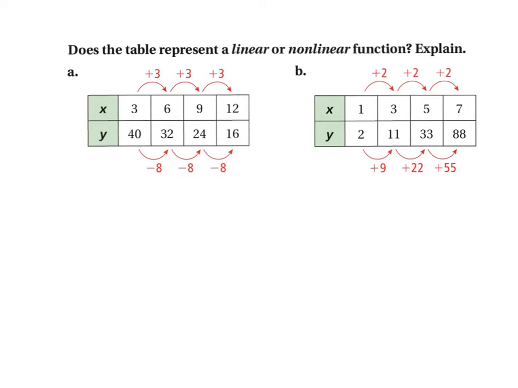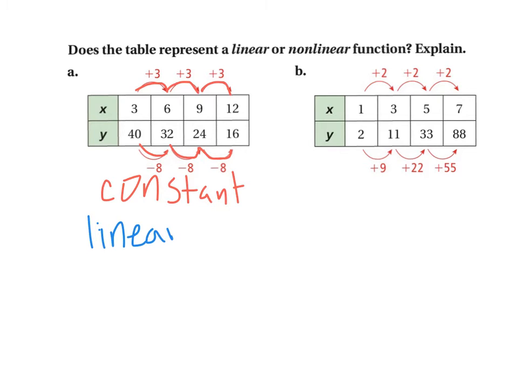Okay? So, example 1, I've already put it up here on the board. Does the table represent a linear or non-linear function? They give you the x and y's, input and output, and you can see that each input increases by +3. And at the same time, each output decreases by -8. These are constant, right? These are values that don't change. So would this be considered a linear function or a non-linear function? This one is a linear function. So you would say linear function.